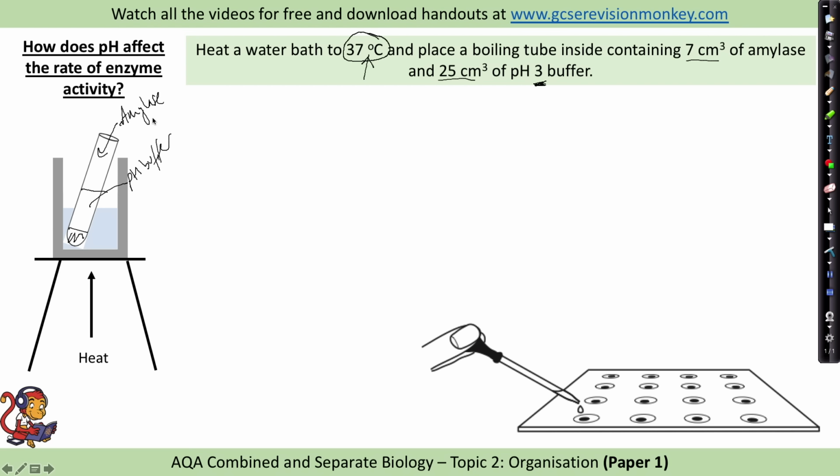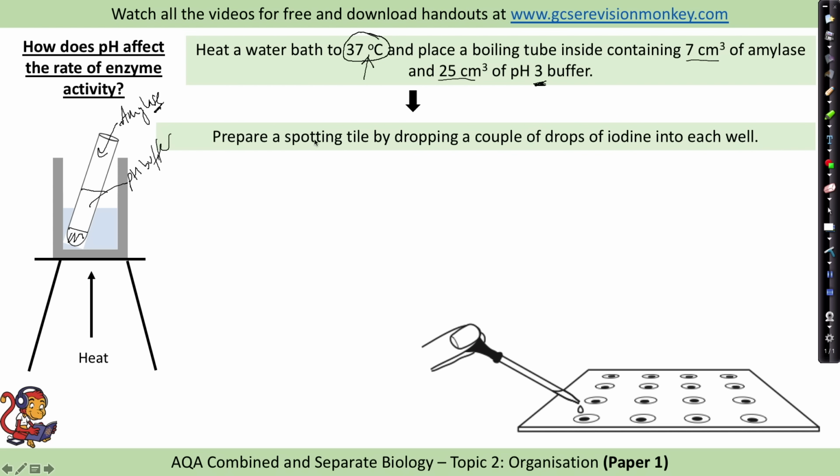So amylase is the enzyme we're going to look at, and we are going to then also at the same time prepare a spotting tile, which is this piece of equipment at the bottom here, by dropping a couple of drops of iodine into each well. And iodine is actually a browny orange colour. So first of all, our wells will look all orange, like so, with a couple of drops in each one. So we'll prepare that and just put it to one side.